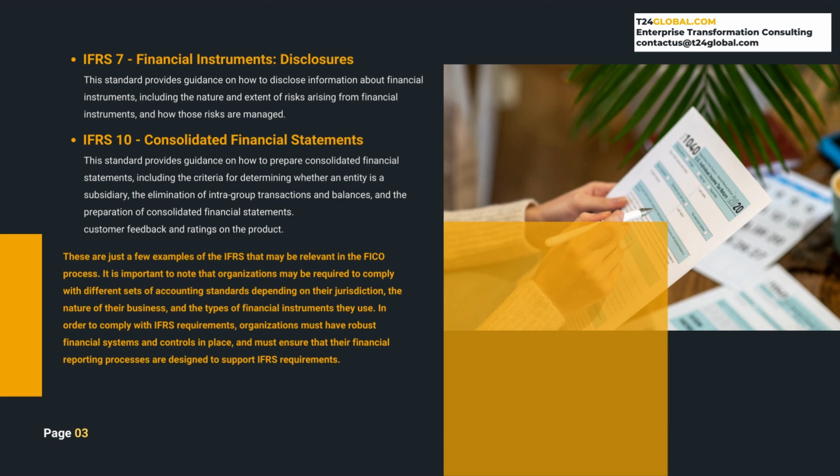These are just a few examples of the IFRS that may be relevant in the FICO process. It is important to note that organizations may be required to comply with different sets of accounting standards depending on their jurisdiction, the nature of their business, and the types of financial instruments they use. In order to comply with IFRS requirements, organizations must have robust financial systems and controls in place, and must ensure that their financial reporting processes are designed to support IFRS requirements.